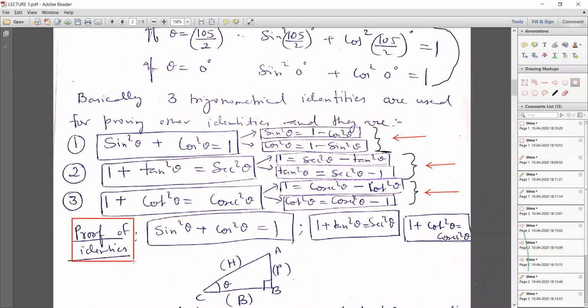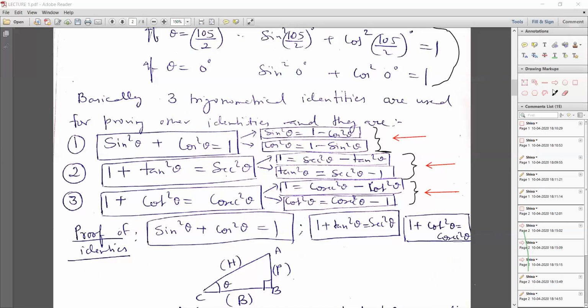And similarly for the third identity, 1 plus cot square theta is equal to cosec square theta, wherever cosec square theta is coming, you can write 1 plus cot square theta. So you have to mug up these 3 identities basically, and they are very useful, because this whole topic is simply based on these 3 trigonometrical identities and the trigonometrical ratios which I have taught you in the beginning. That is tan theta is equal to sin theta upon cos theta, and cot theta is equal to cos theta upon sin theta.